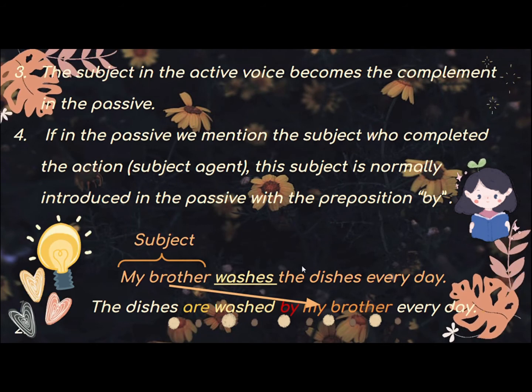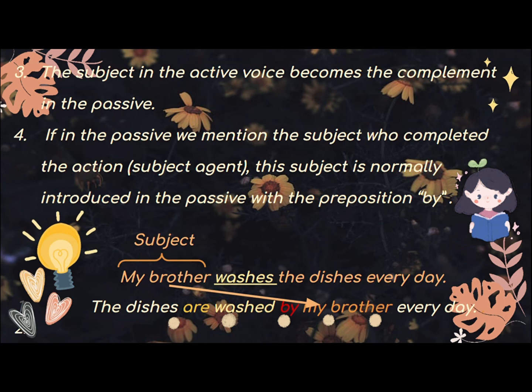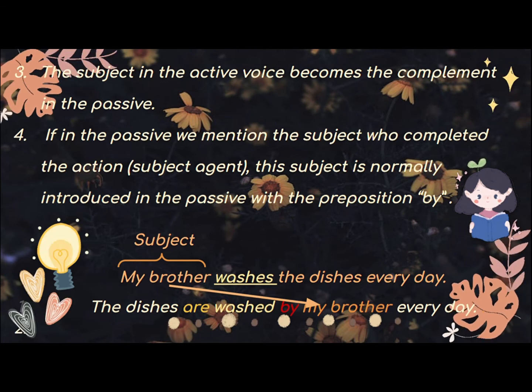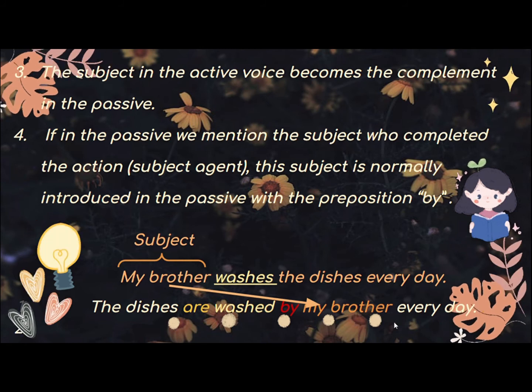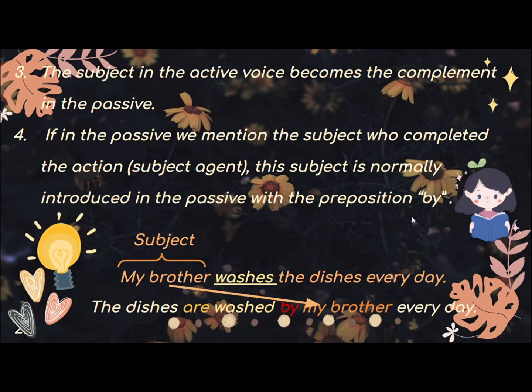Number 4. If in the passive voice we mention the subject who completed the action, the subject agent, this subject is normally introduced in the passive with the preposition by. Here you have the preposition by. This introduces the subject agent. Please pay attention. We always use the preposition by, not the preposition for.